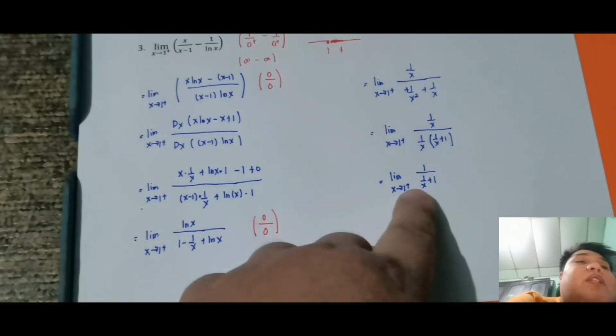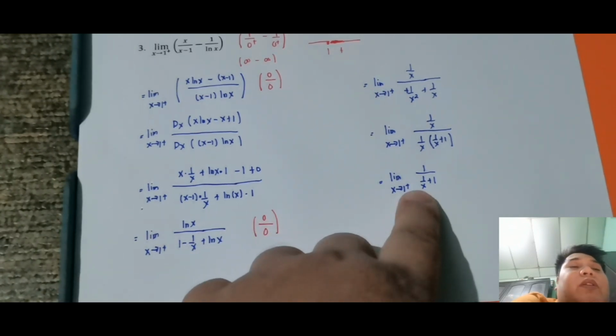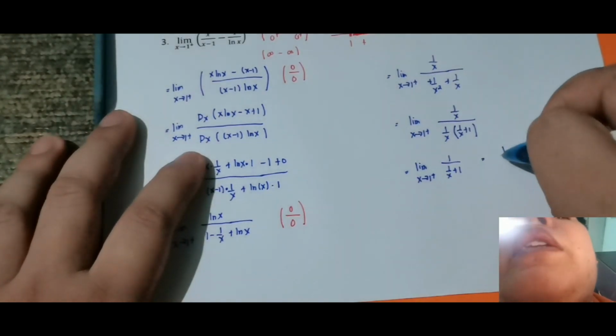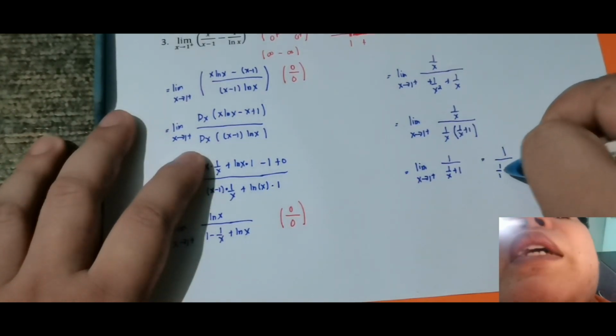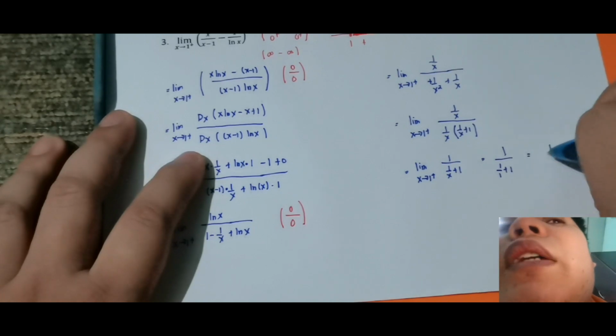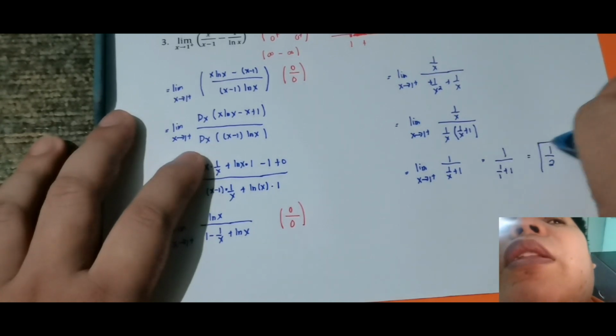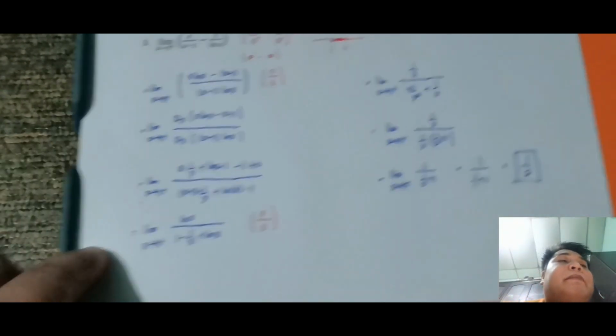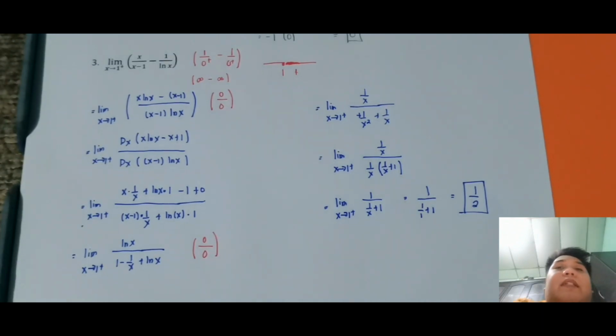So, tulad nito, pag sinubstitute ko yung 1 sa denominator, automatically, 1 over 2 siya. So meaning this is just 1 over 1 plus 1 rather, and this is just 1 over 2. So meaning the limit is just 1 half. Okay, so ganun siya kasimple.